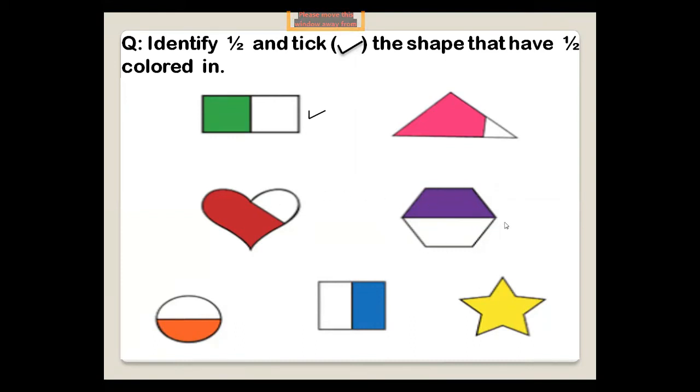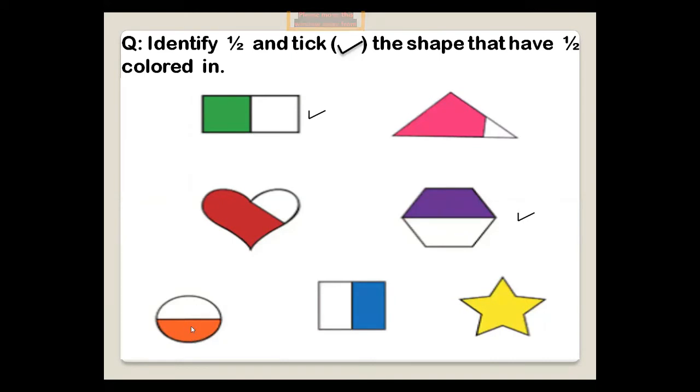Which shape is this? Hexagon. Is it divided into two equal parts? Yes, it is divided into two equal parts. You can see the shaded part and the blank part. Both parts are the same in size. So we will put the tick on this shape. Okay. Now move towards the next.